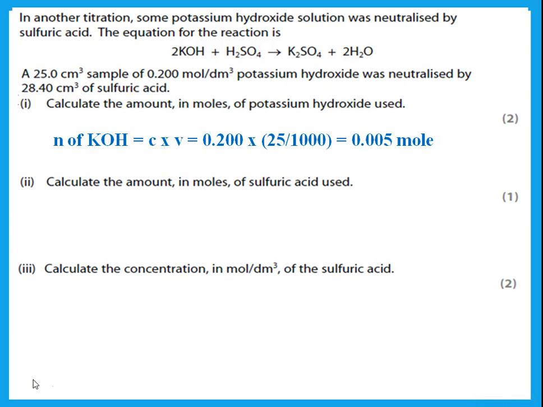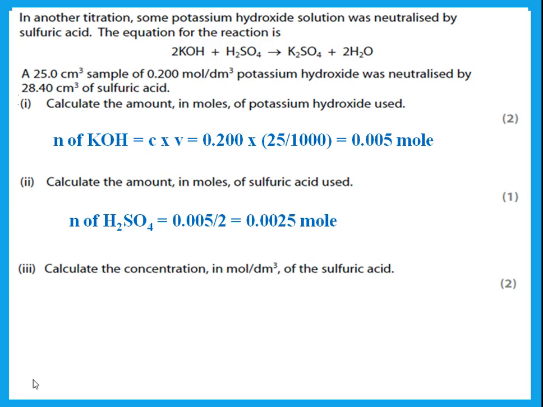So number of moles is concentration times volume, and the volume has to be divided by 1,000 in order to be in decimeter cubed. So that comes out to be 0.005 mole. Were you able to get that? That's easy. Calculate the amount in moles of sulfuric acid. Now, when I get number of moles of something, now I need to relate it from the equation. The equation says 2 moles of KOH react with 1 mole of sulfuric acid. So if my KOH is 0.005, the number of moles of sulfuric acid should be half of that, right?